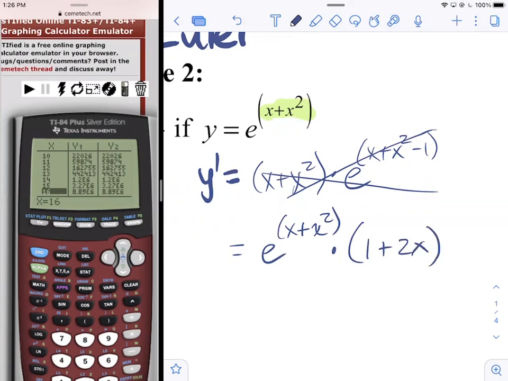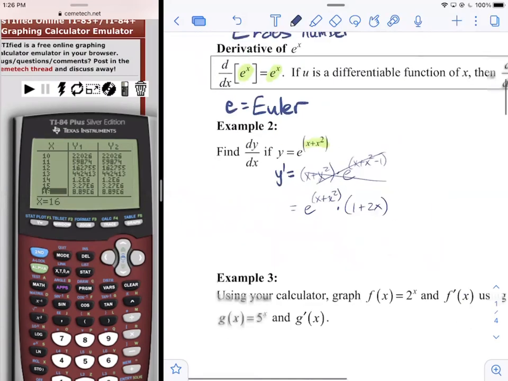Okay, that's the answer. So size up your problem first each and every time. Is it a power function, variable to a number, or is it exponential, number to a variable? If it's number to a variable, especially if it's e itself, times the chain rule. And that's it, you're done. You can bring the 1 plus 2x in the front.